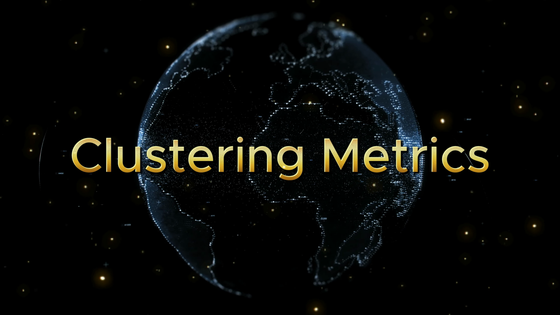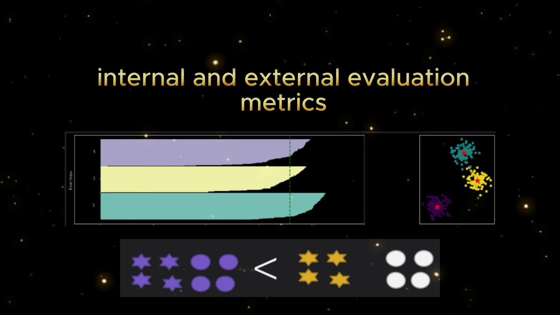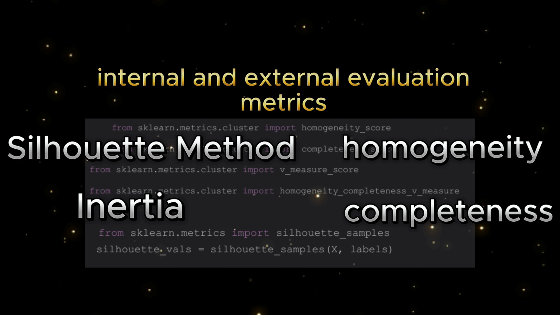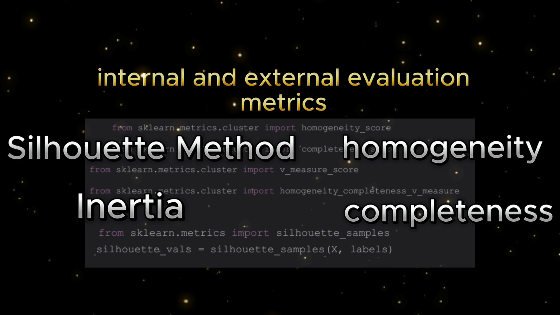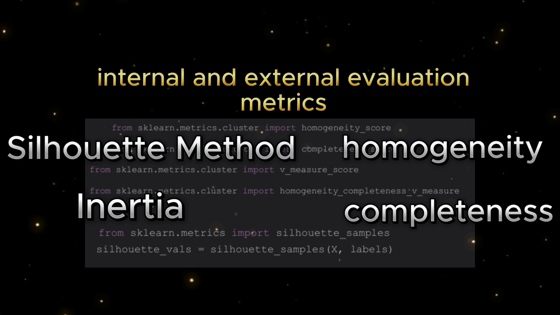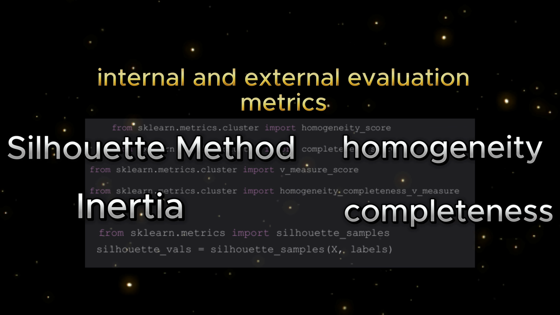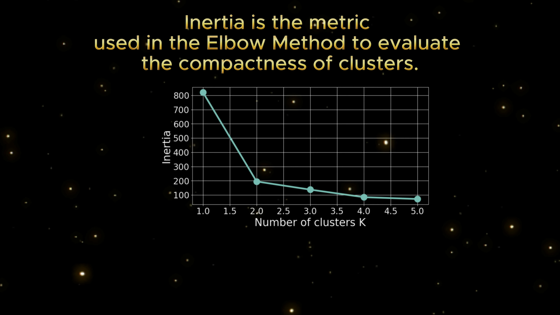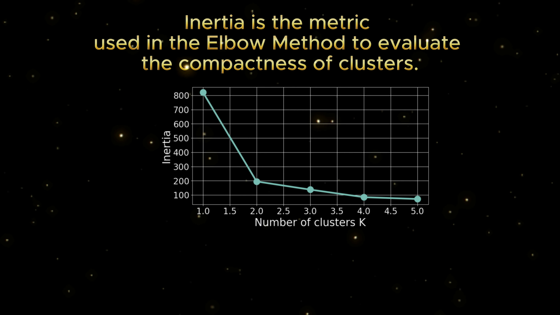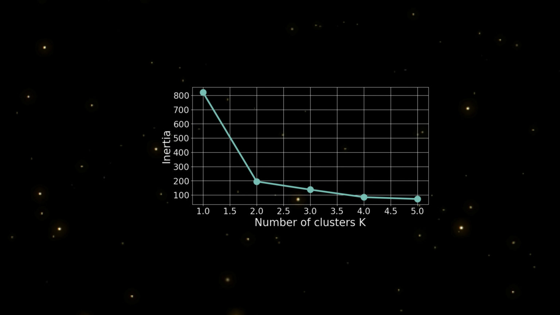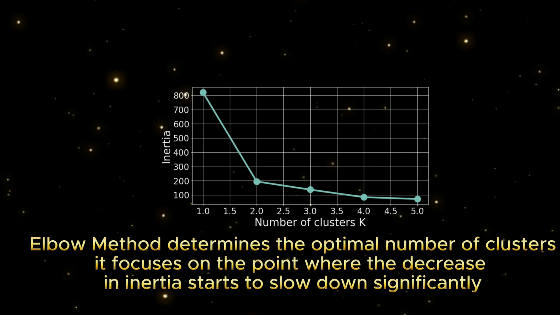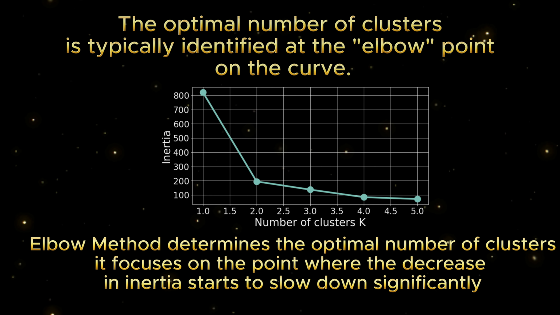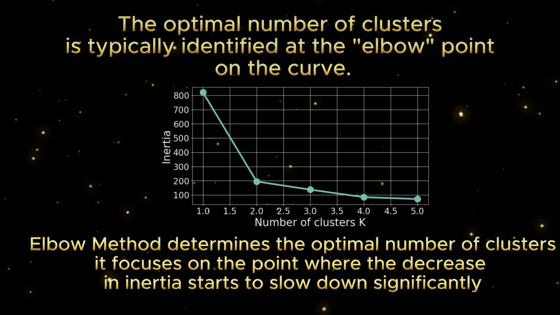In the world of clustering, evaluating the quality of the formed clusters is crucial. Clustering metrics can be broadly categorized into internal and external evaluation metrics. These metrics help assess the quality of clustering results based on different criteria. Internal metrics evaluate the quality of the clustering without reference to external information or ground truth. These metrics focus on the data's intrinsic properties and how well the clustering algorithm captures these properties.